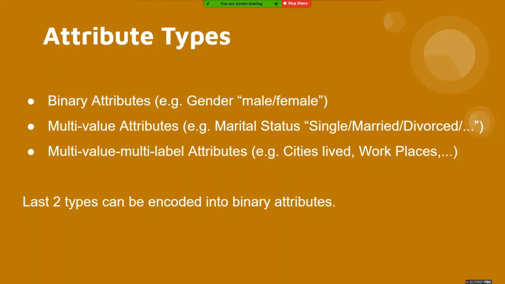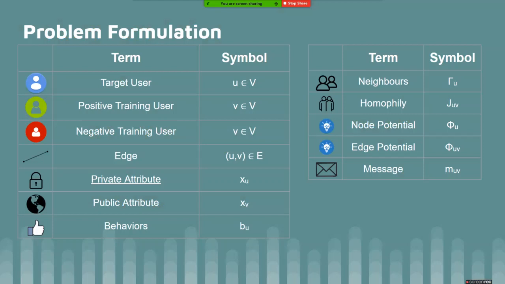And the third classification, he states, is the multi-value, multi-label attributes, which are the attributes that can have multiple values, and the user can actually have many of these values. So cities lived, for example, I've lived in Cairo, now I live in Saarbrücken. You can work for many companies and so on. So he approached the attribute types in this form because he states that the last two types can be encoded into the first type, and for him this is an important feature that he will use later when introducing his model.